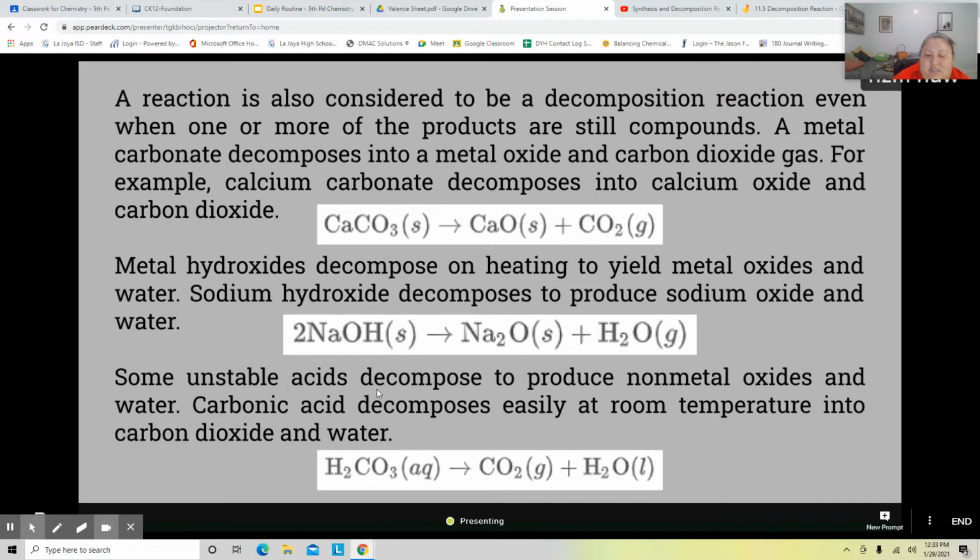Some unstable acids can decompose, and this time, instead of a metal oxide, it will create a non-metal oxide. For example, carbonic acid decomposes easily at room temperature into carbon dioxide, which is a non-metal oxide, and water. Any questions on these? My products for all three reactions are compounds. Decomposition reactions don't always break up into elements. They can break up into smaller compounds.